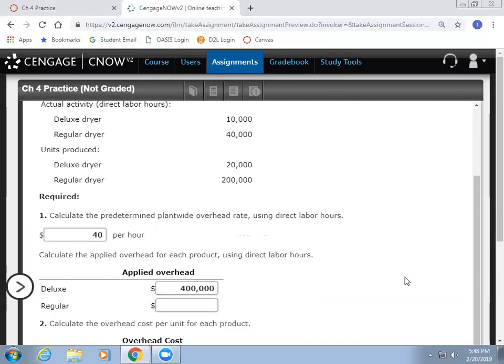Okay, and again, that applied overhead would be debited to the work in process inventory. For regular, it would be 40,000 times 40, which is what? 1,600,000? Yeah.